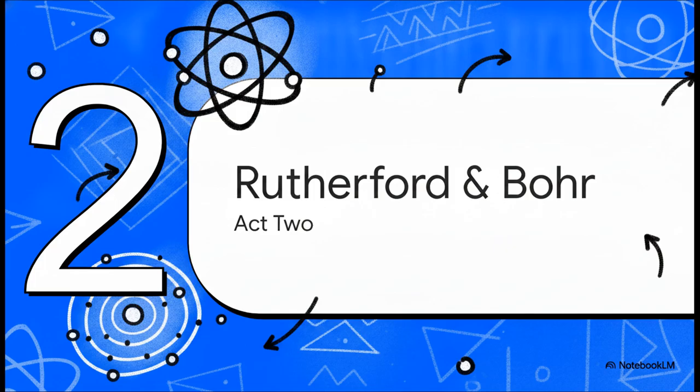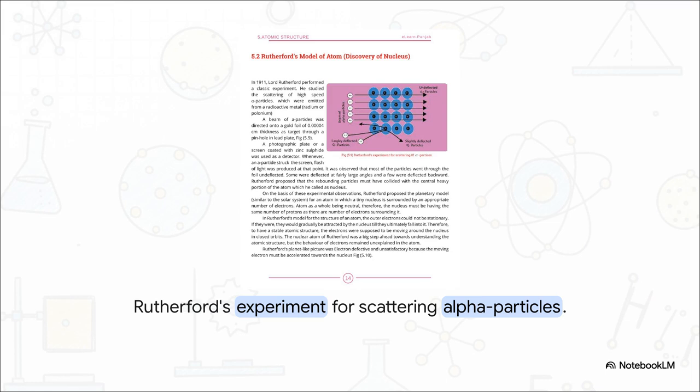Which brings us perfectly into Section 2, the Rutherford and Bohr models. Once we knew the particles existed, the next massive puzzle was figuring out how they actually fit together. In 1911, Lord Rutherford performed his classic gold foil experiment. Now, what's really interesting about this slide is the path of those alpha particles.